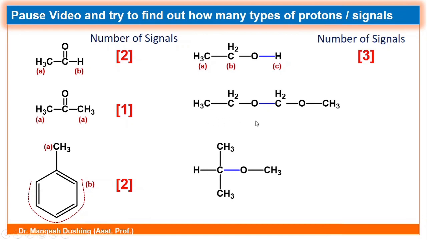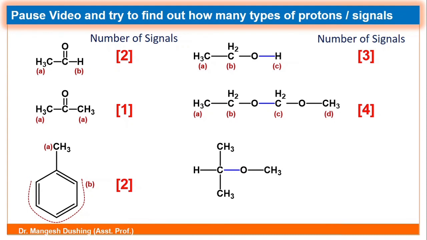Now this is the ether molecule. See here, this CH3 is attached to the CH2, while this CH3 is attached to the O. So these 2 CH3s are different, they are not the same. Similarly, this CH2 and this CH2. This CH2 is attached to the oxygen and methyl. This CH2 has oxygen on both sides. So this is also different. So there are 4 types of protons: HA, HB, HC and HD. So there are 4 different types of protons and 4 signals we get in the NMR spectrum.